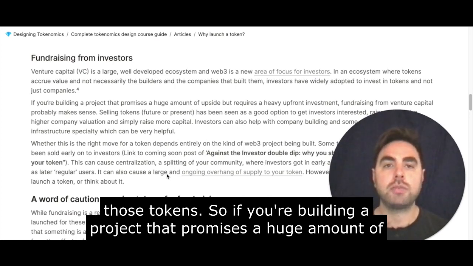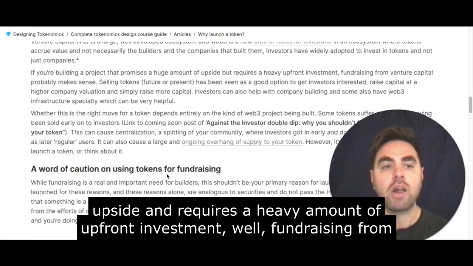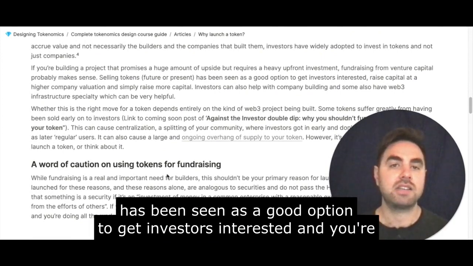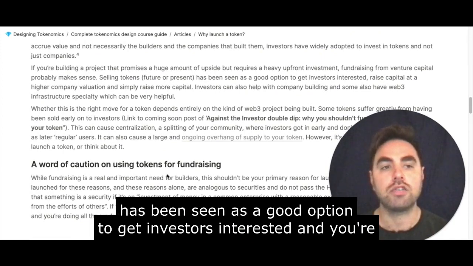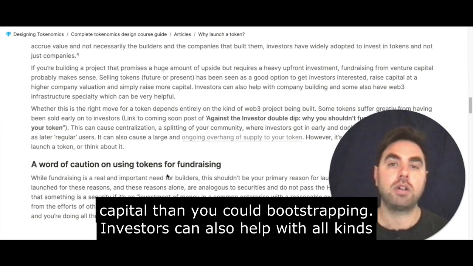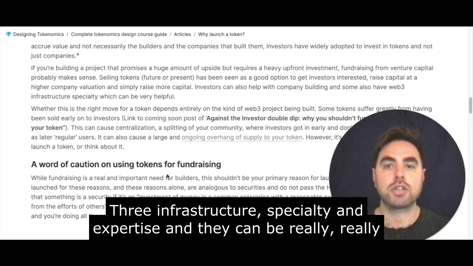So if you're building a project that promises a huge amount of upside and requires a heavy amount of upfront investment, well, fundraising from venture capital probably makes sense. Selling tokens in the future or present has been seen as a good option to get investors interested, and you're raising capital at a higher company valuation, and simply you're raising more capital than you could bootstrapping. Investors can also help with all kinds of other things like company building, and some also have a lot of Web3 infrastructure specialty and expertise, and they can be really, really helpful.